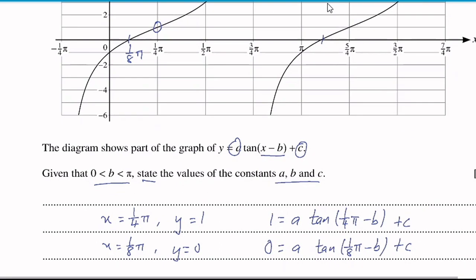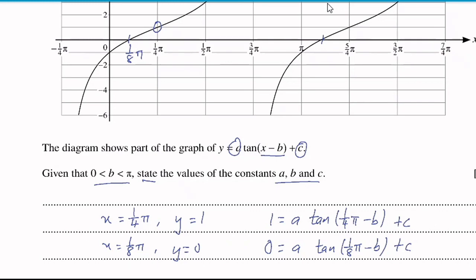If we do this kind of substitution, is it really helpful for us? In this case, trying to solve for A and C is not really helpful. So we can't just rely on substituting the points to solve for the values of A, B and C.